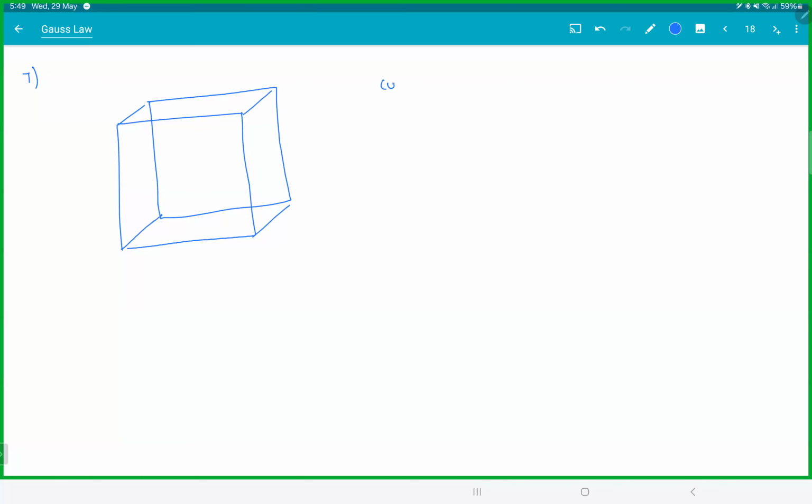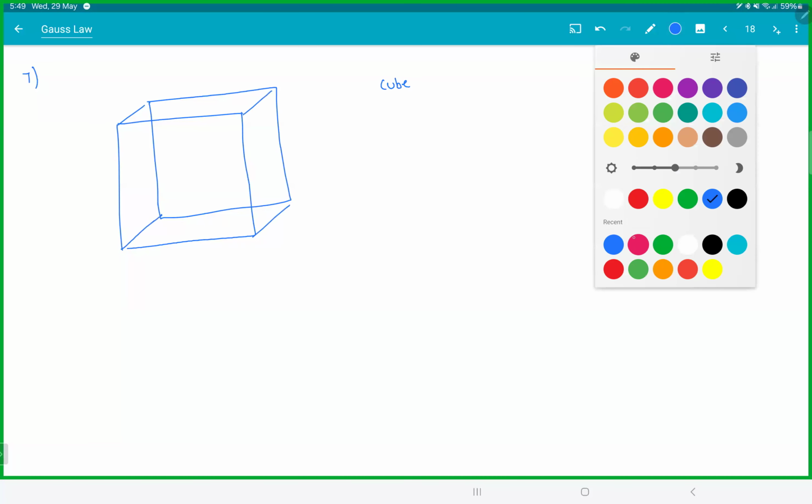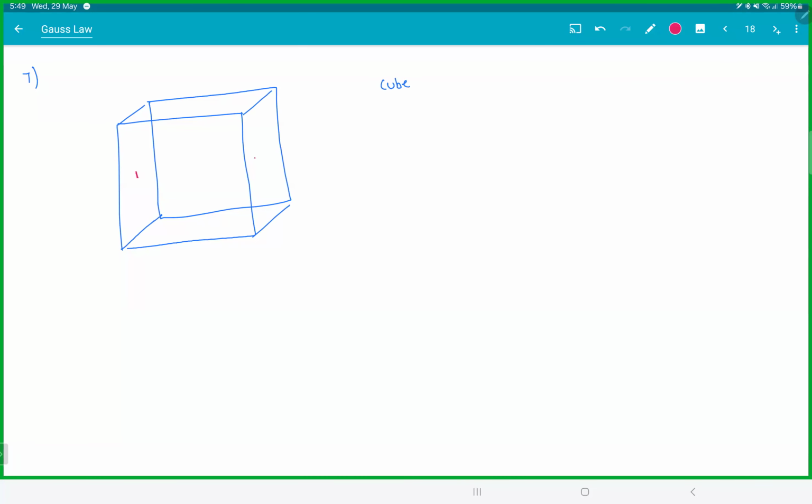So we got a cube here. Let's call the faces 1, 2, 3, 4, 5, and 6, and the side is 6. And we have a charge q here. Find flux through the cube and find flux through each face.